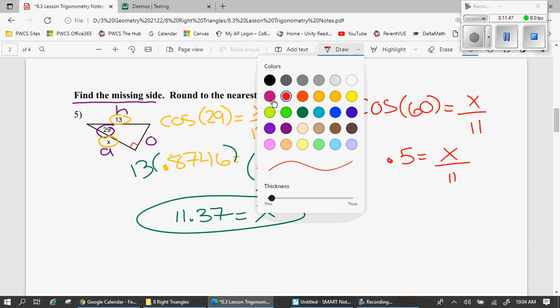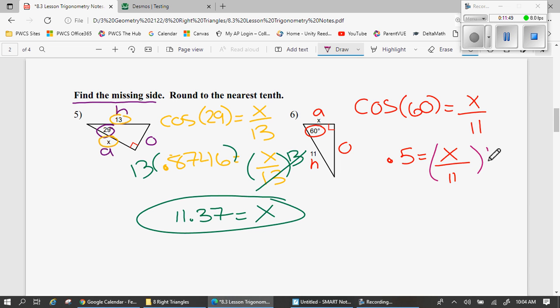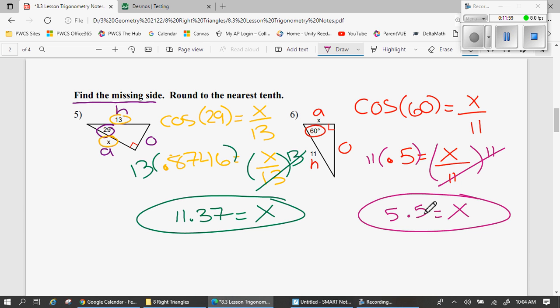And then I can solve this for x. I multiply by 11, and I get 5.5. Don't need to round anything there. 5.5, that's good. So I'm labeling my triangle O, A, and H according to the angle measure that I know. And then I'm picking the trig ratio that involves the side that I'm looking for and the side that I know.